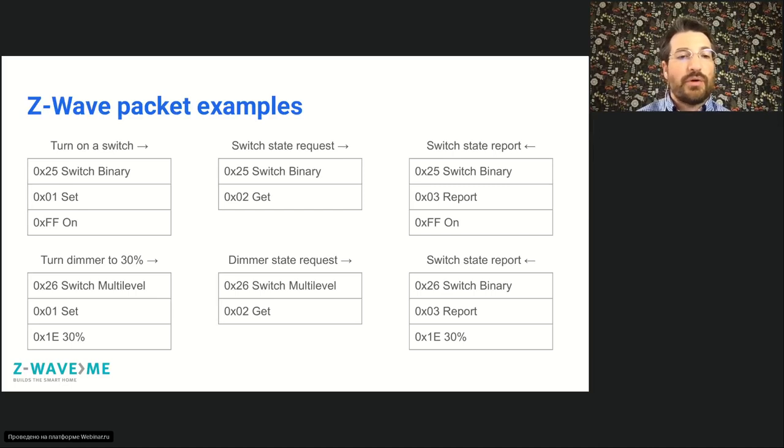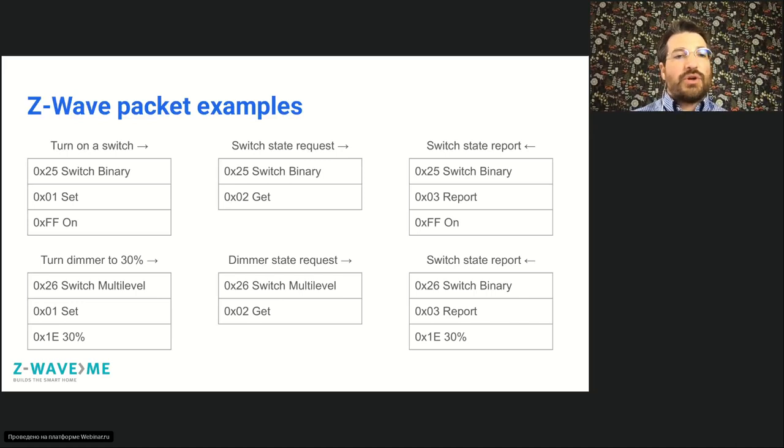Pretty much the same we're showing for the dimmer on the lower side of this page. And here the only difference is that the value is 30%. It's not FF, but 1E. 1E is 30 in decimal. And the other difference is the command class ID, which is now 26. All those 25 and 26 are taken from the Z-Wave documentation, so don't be scared about numbers. You just open the documentation and look at the actual number.